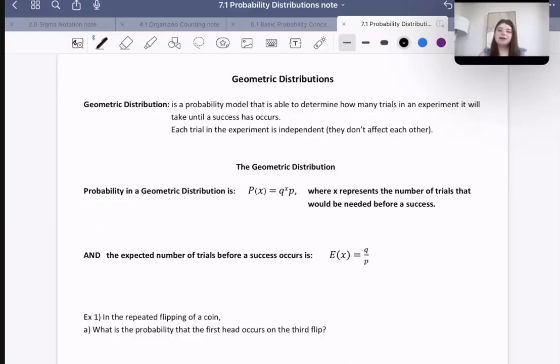Hi everyone, welcome back. Today we're going to be talking about geometric distributions. So, what is a geometric distribution?